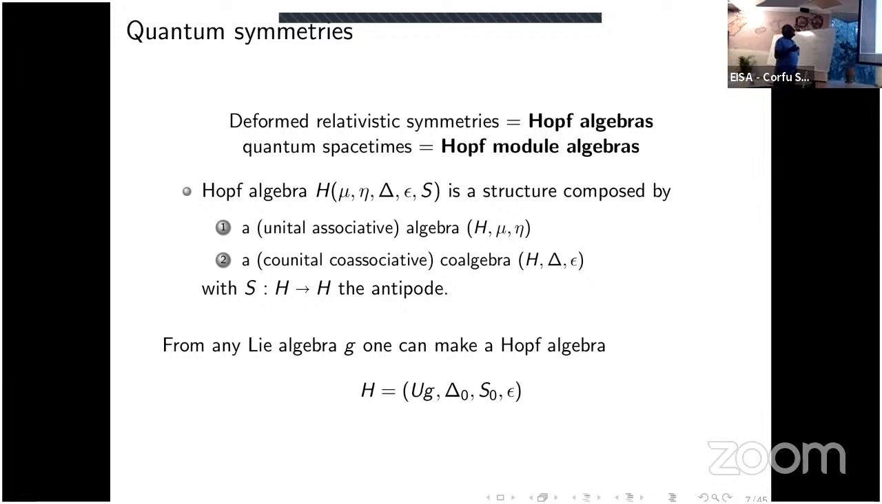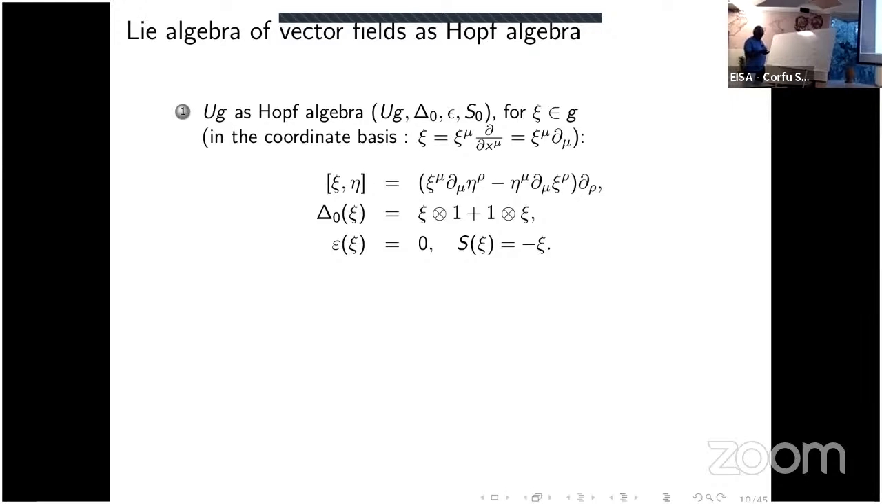So the basic thing is that there are symmetries and there are quantum deformations, and to deform symmetries we have to work in the category not of Lie algebras but of Hopf algebras. A Hopf algebra is an object that consists of a unital associative algebra, a co-unital co-associative co-algebra, and has an antipode. A very well known example is when we take the Lie algebra g and extend it to the universal enveloping algebra. Then we have the coproduct, which is primitive on generators, the antipode just changing the sign, and the co-unit, which is non-zero only on group-like elements.